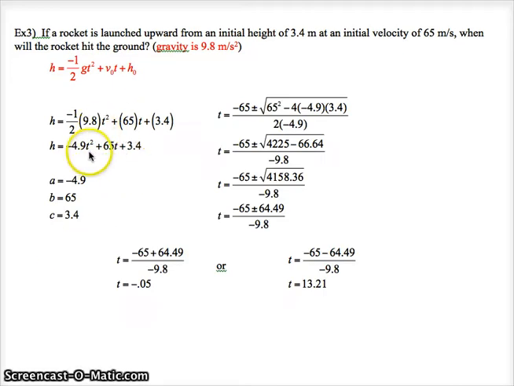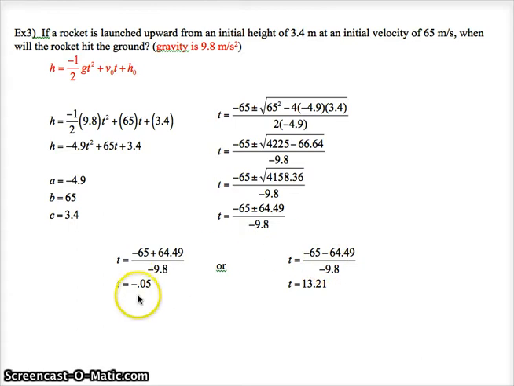Alright, so having simplified this and found our a value of negative 4.9, our b value of 65, and our c value of 3.4, we can plug it into the quadratic formula and simplify. Okay, so we get down to the point of taking the square root and getting 64.49 when we round. So our two possible values are by adding and subtracting.